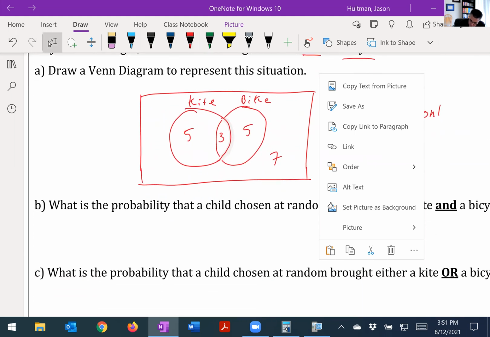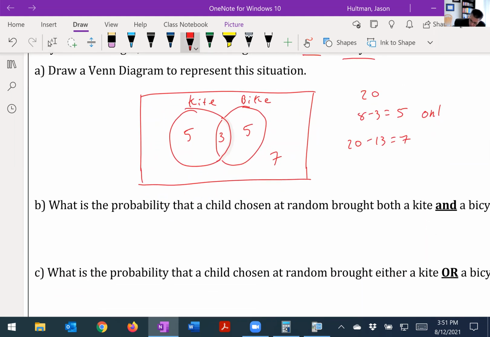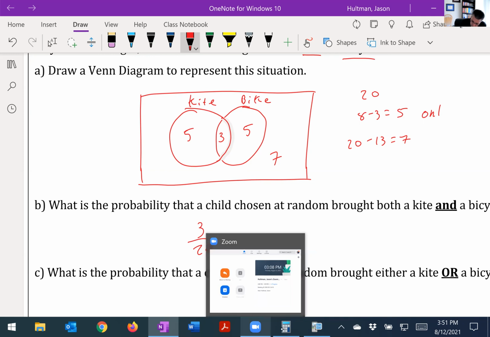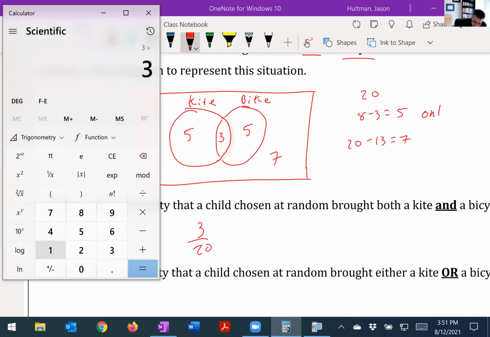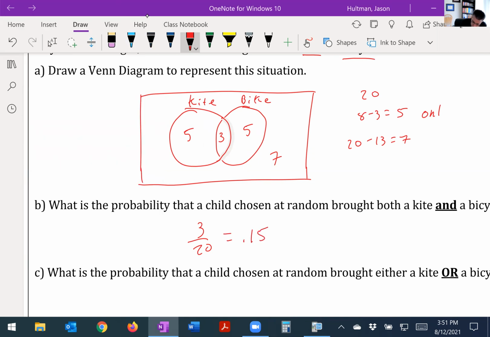What is the probability that a child chosen at random brought both a kite and a bike? Well, who brought both kite and bike? 3. So this is 3 out of 20. If we go 3 divided by 20, we get 0.15, or 15%. So 15% brought a kite and a bicycle.